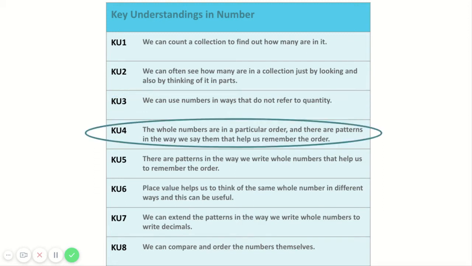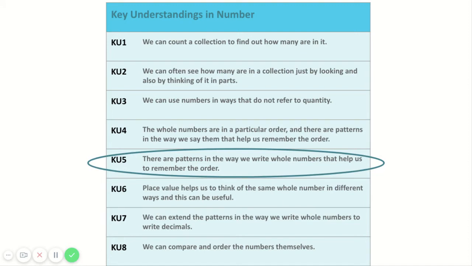Key understanding 4. The whole numbers are in a particular order, and there are patterns in the way we say them that help us remember the order. Sarah has demonstrated foundational errors in this key area of understanding. Key understanding 4 would be an appropriate place to focus instruction.